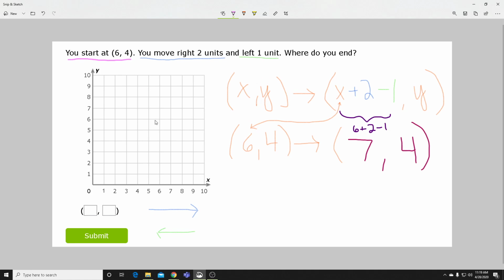So we started at 6, 4. Well, that's when x is 6, and y is 4. So our point's going to be right here, 6, 4. Now we're moving to the right by 2 units. So we're moving 1, 2 to the right.